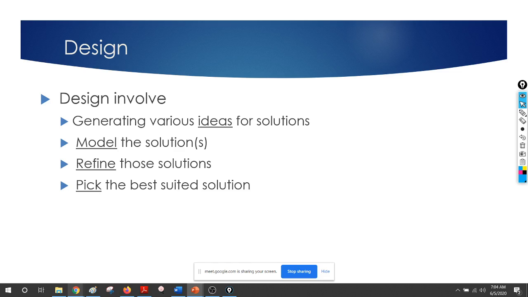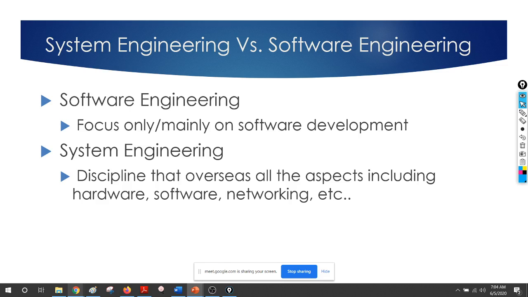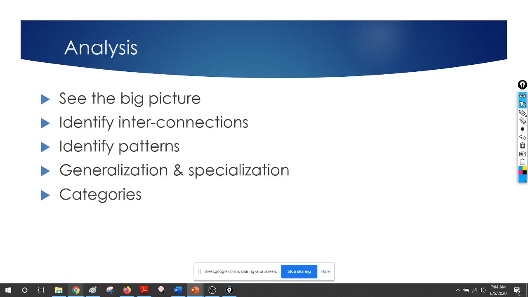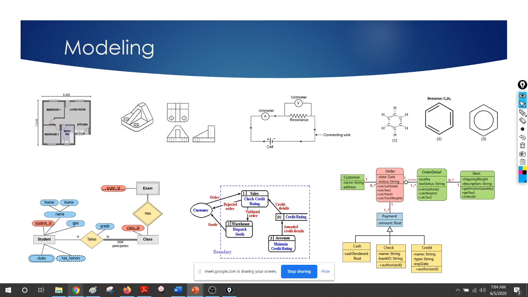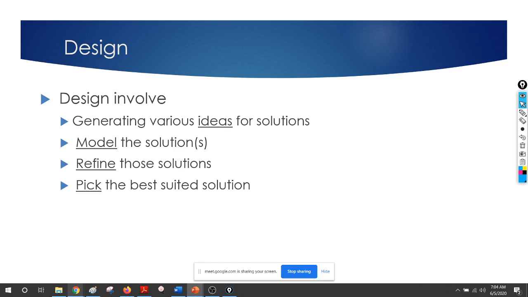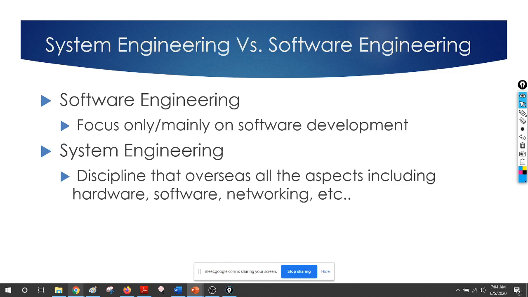So likewise, they generate different ideas for solutions, they model those solutions, they refine those, and they pick the best one, and they go into the detailed designing, right? So that is how they do the designing, right? I just mentioned a few things. They model things, they analyze things, they design things. There are so many other things, but we mentioned only the key 3 points, right? Right. So then the difference between a system engineer and a software engineer: software engineers are involved in mainly or only software development.